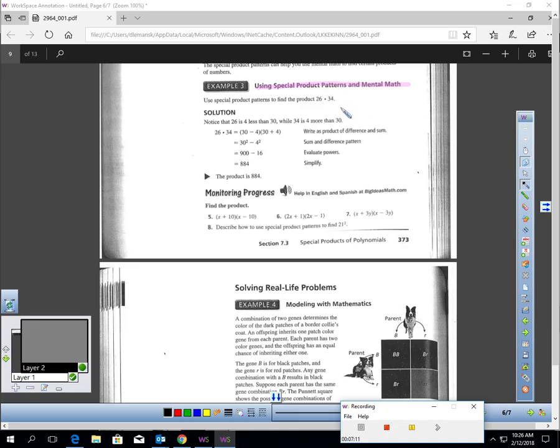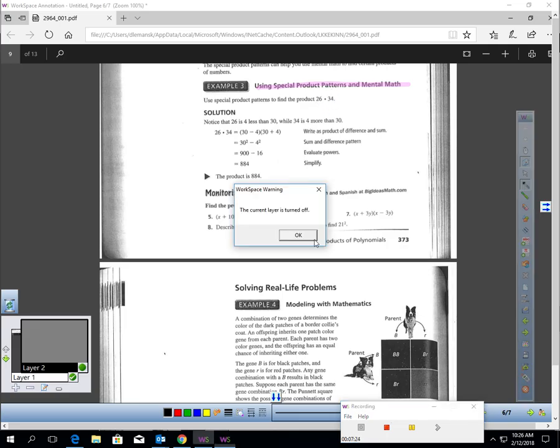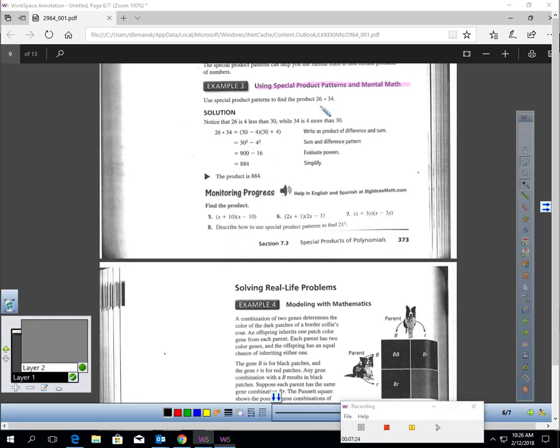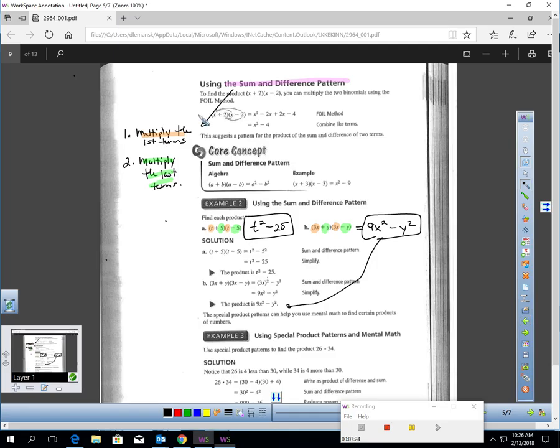Now this is kind of nice. Sometimes you see me at the board and people are like, how did you do that in your head? Sometimes I'm using these special products to do a harder problem in my head, like 26 times 34. Now, I don't know what 26 times 34 is, but I could think of 26 as 30 minus 4, and I can think of 34 as 30 plus 4. Do you notice how I have the sum and difference of the same binomial? Now, we just learned in the previous slide, there's a 2-step pattern for solving that.